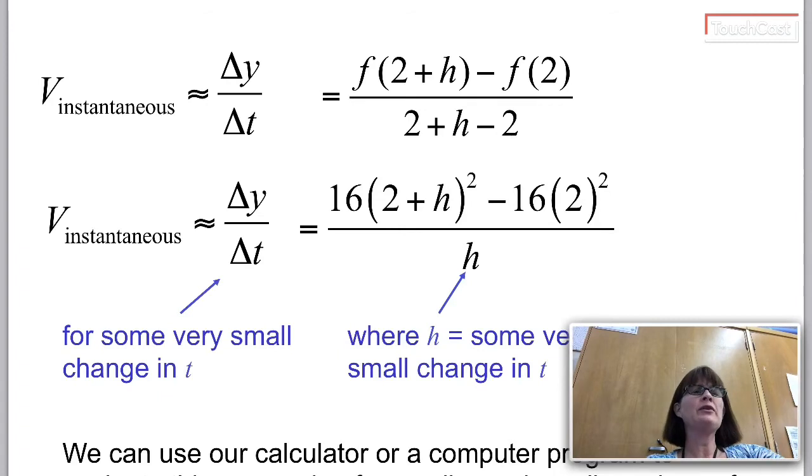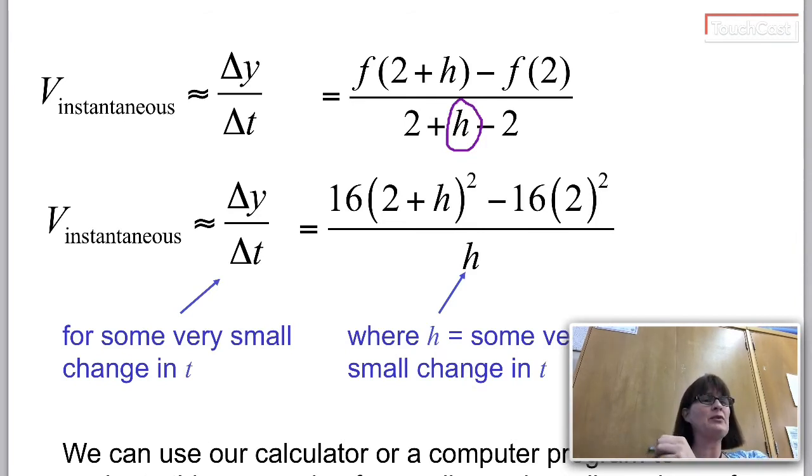So I'm going to use a variable, h. I'm not sure how much to make that tiny change, so I'm just going to give it a name, and that way I can change it around and try some different things out. So I'm going to start at time 2, and my second time is going to be 2 plus a little bit, like probably a really, really little bit, but I'm not sure how small I have to make it. So I'm just going to give it a variable name. So that's what I have here.